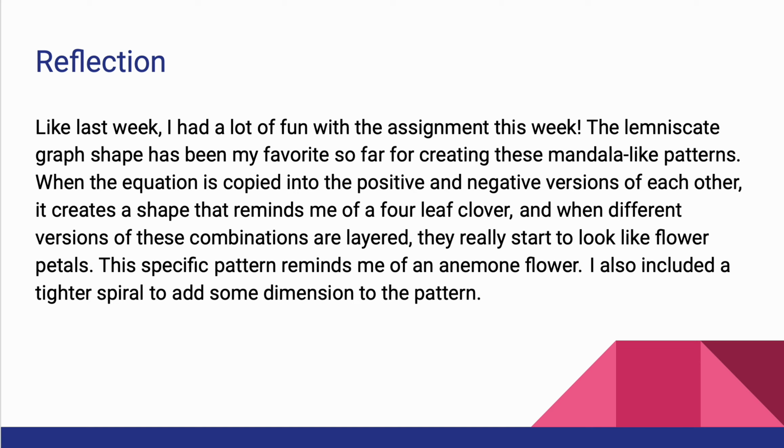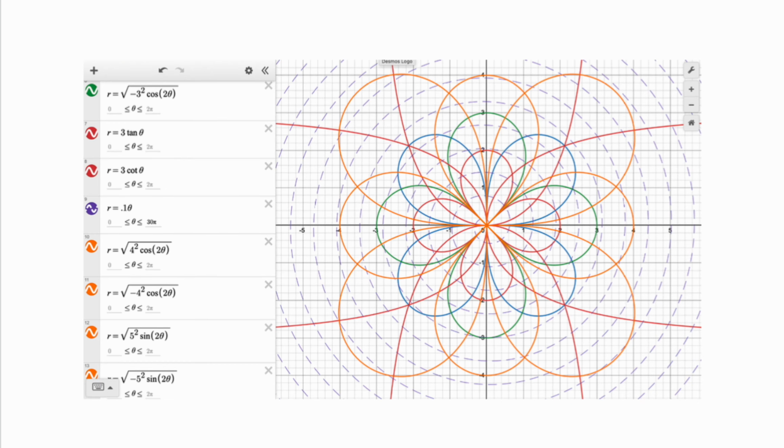This student had a blast. This student tells me every week how much fun they had working with our graphing softwares and just playing around with equations to see what it does. I may butcher this word, but they were creating mandala-like patterns. When the equation is copied with positive and negative versions of itself, it creates this four-leaf clover effect. It's like when we're reflecting, and we get this really nice symmetric piece because we're reflecting part of the graph onto the other side. As you start to layer these pieces together, they discover they look like flower petals.